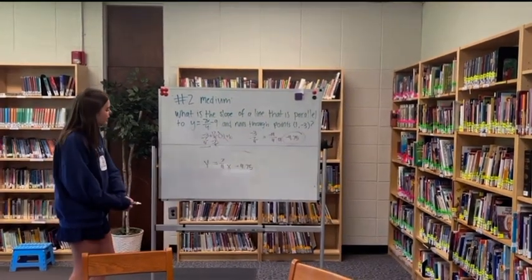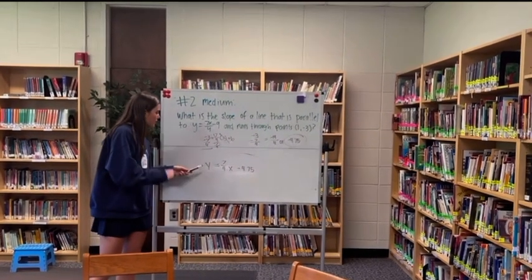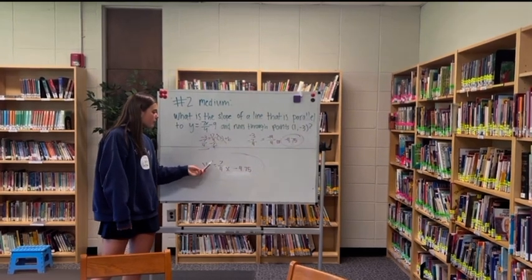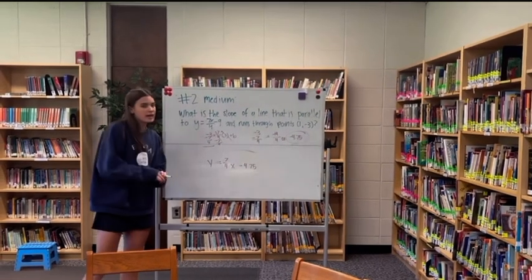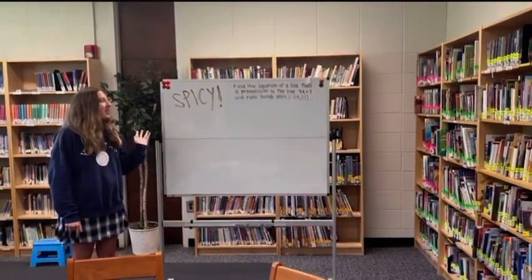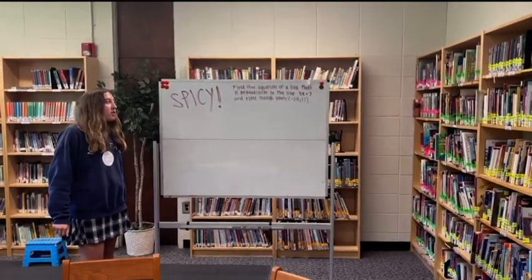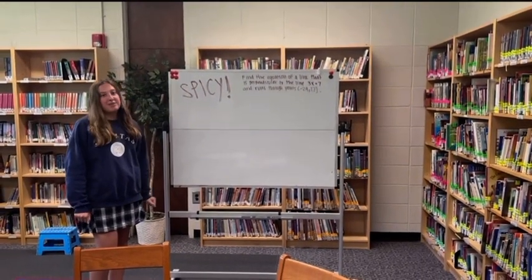For our final equation of a line that is parallel to this, we get y equals 7 over 4x minus 4.75. Now for our last problem, the spicy problem, we're going to be finding the equation of a line that is perpendicular to the line 3x plus 7 and runs through points negative 29 and 17.